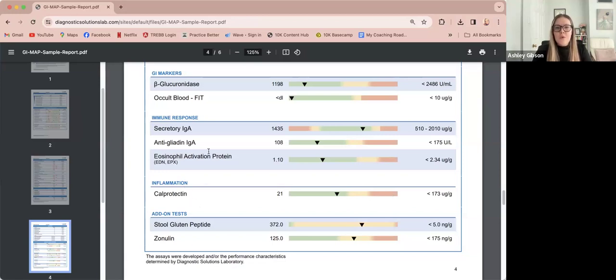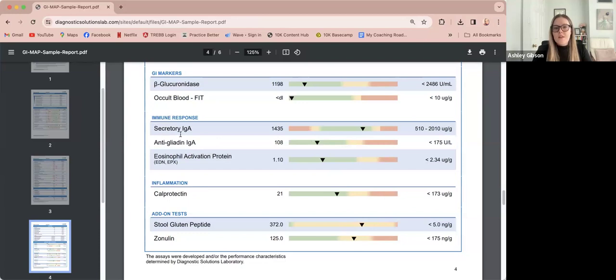And then, of course, with zonulin, we get to see if there is a gluten sensitivity. So we get to see that here. This anti-gliadin also tells us a sign of gluten sensitivity, and dairy sensitivity as well. We get to see that here.